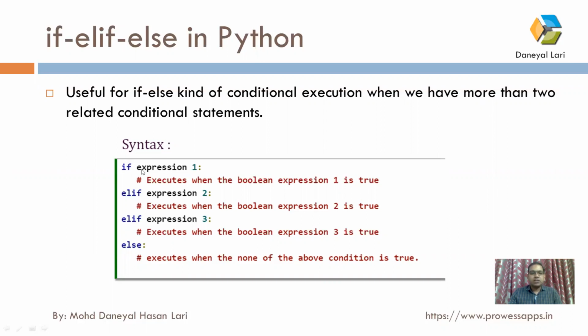So here is the syntax. First we write if and then expression one, and if this expression gets true, then the rest of the part will not execute. So it executes when the boolean expression one is true. And suppose your first expression gets false, in that case it will move to the elif expression. Now the elif expression will execute, and if this expression gets true, then it executes the statement that is under the control of this elif block. Further, if you have more than one elif, then it will move accordingly.